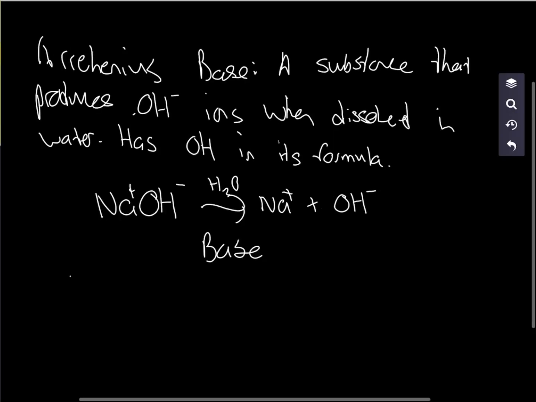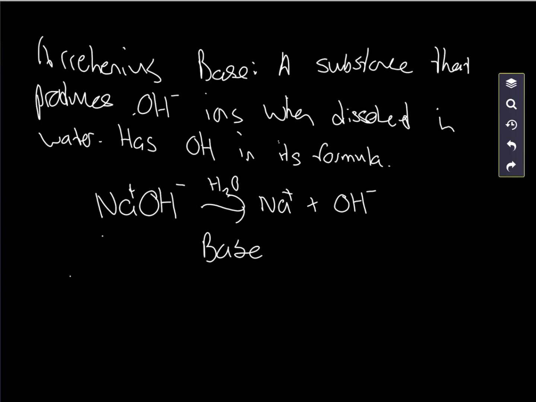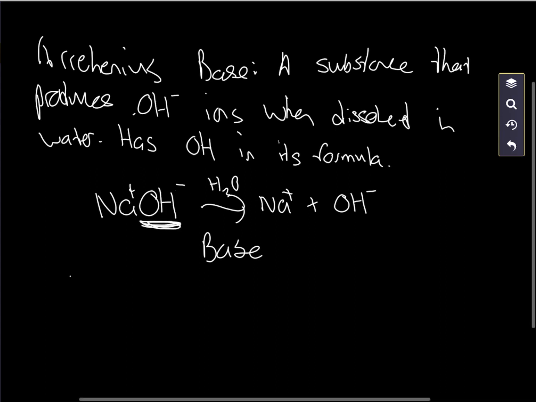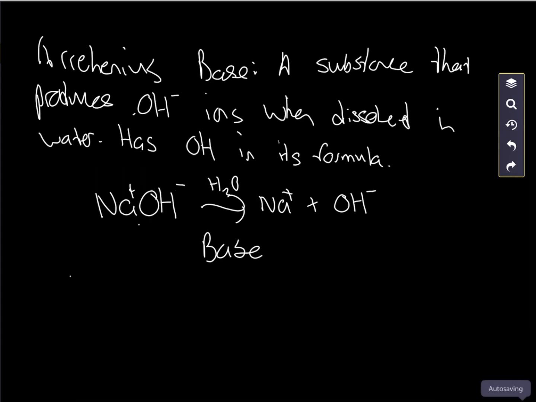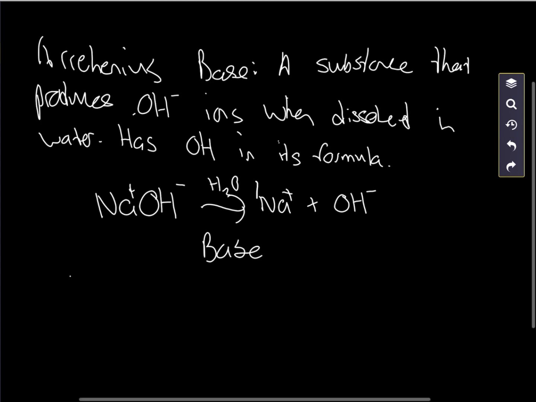An Arrhenius base is a substance that produces OH- ions when dissolved in water, and it has to have OH in its formula. So NaOH would be an example of a base. It has an Na plus ion and an OH- ion. It has OH in its formula. So this is an ionic compound, and when it dissolves in water, it dissociates into its individual ions, Na plus and OH-, which is what is required for a base.